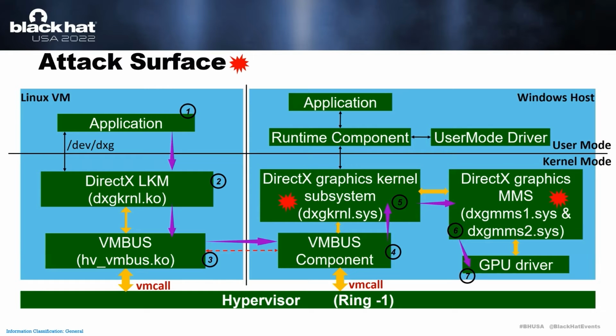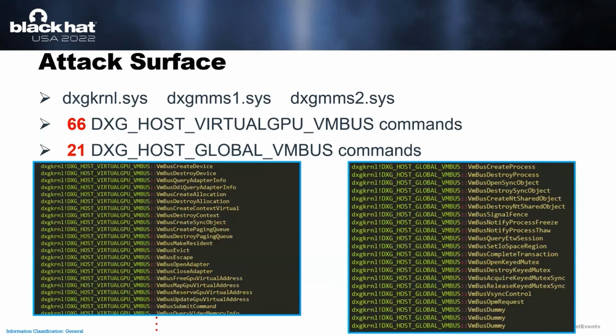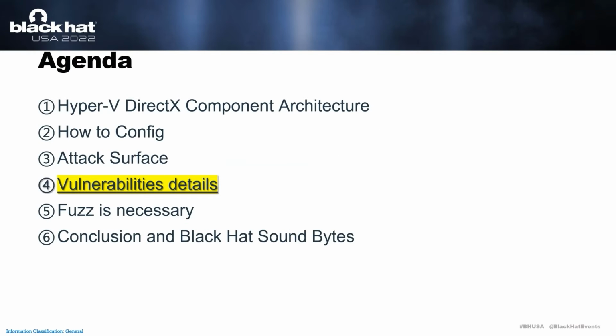Regarding the attack surface, it is located in the three driver files: dxgkrnl, dxgmms1, and dxgmms2. There are a total of 87 handler functions corresponding to commands, and each command also has a corresponding message structure. It is a huge attack surface. Now, I will further explain the attack surface of the above-mentioned Hyper-V DirectX component, using four vulnerabilities of the Hyper-V DirectX components as examples.